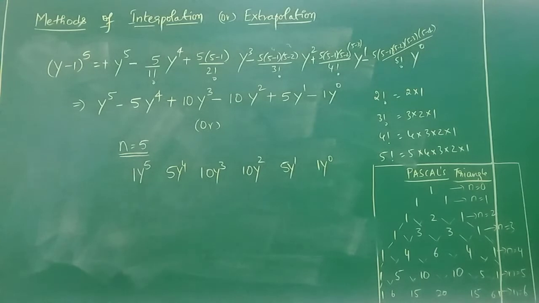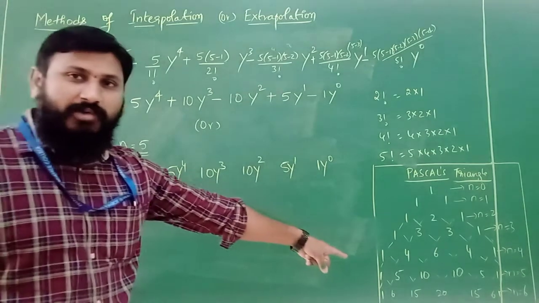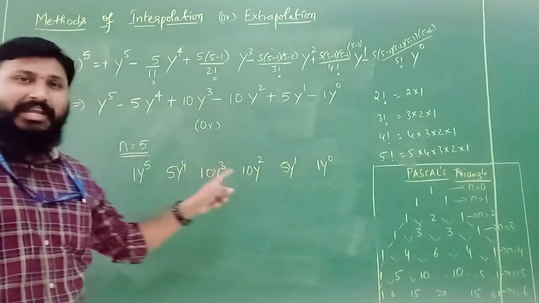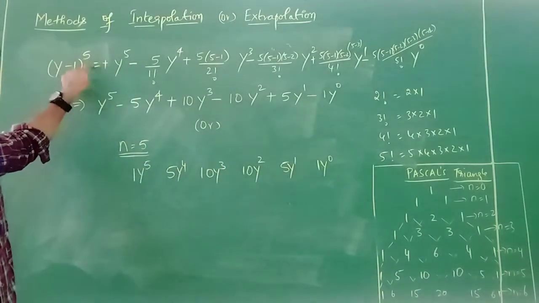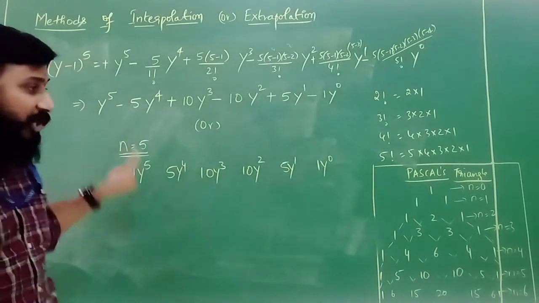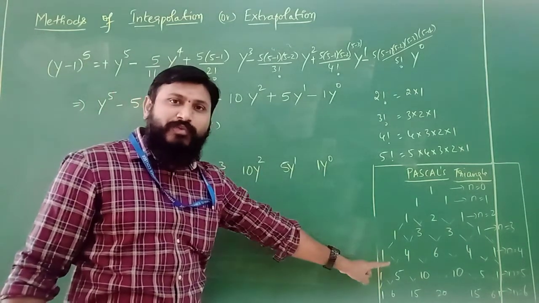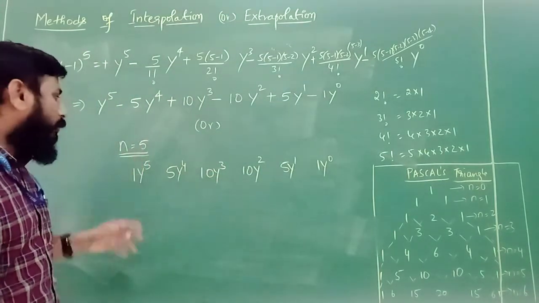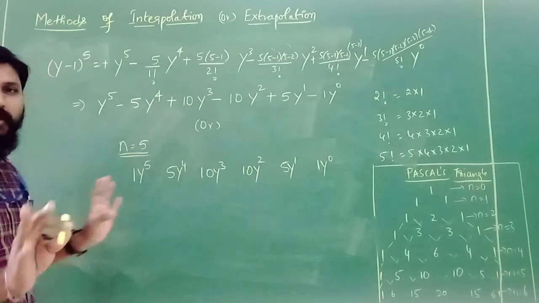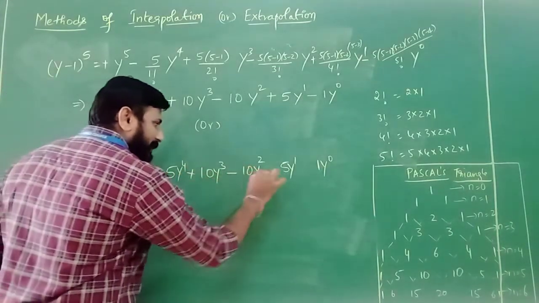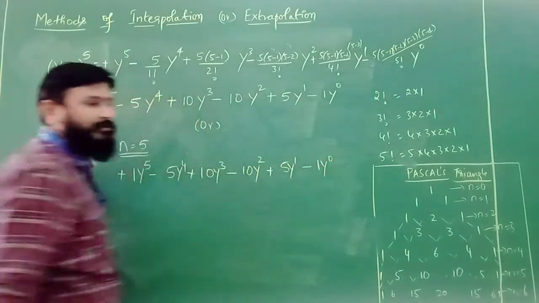So from y5 to y0 you write down by using the Pascal's triangle. Directly you get the values 1 5 10 10 5 1, because n equals 5 here, isn't it? So directly taking n equals 5, checking the Pascal's triangle line where n equals 5, 1 5 10 10 5 1, that has to be written now. After writing this one, simple technique: plus minus plus minus plus minus.